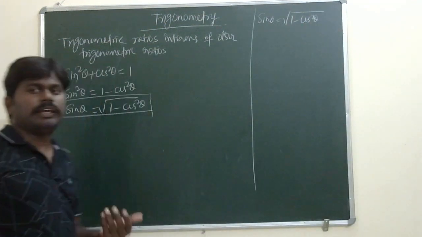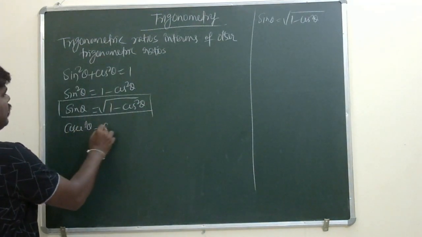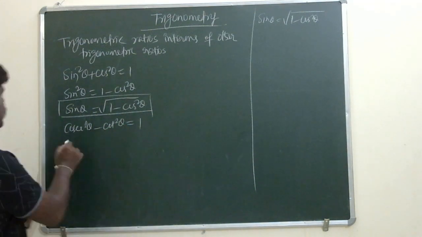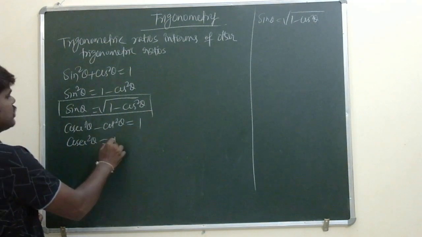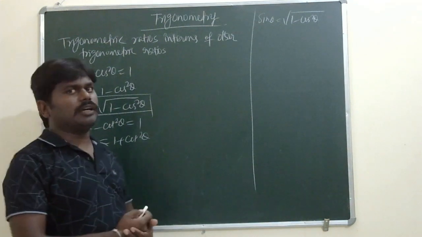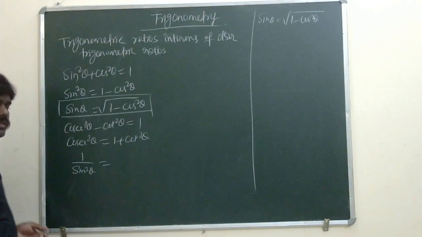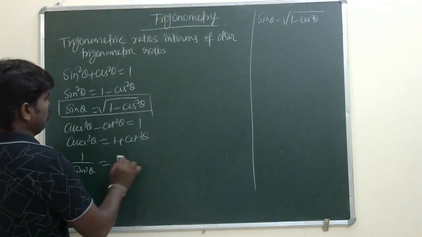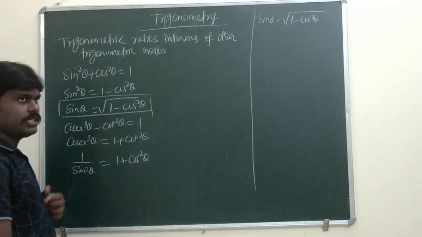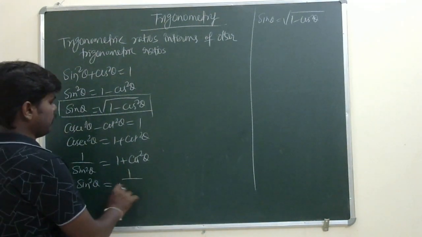Next, by another identity we will get one more. Here I am taking cosecant square theta minus cot square theta is equal to 1. This is one more identity. By this, cosecant square theta is equal to 1 plus cot square theta, and cosecant square theta is the reciprocal of sin square theta, so 1 by sin square theta is equal to 1 plus cot square theta. Now I want to express in terms of sin theta, so I take the reciprocal, and I will get sin square theta is equal to 1 by 1 plus cot square theta.